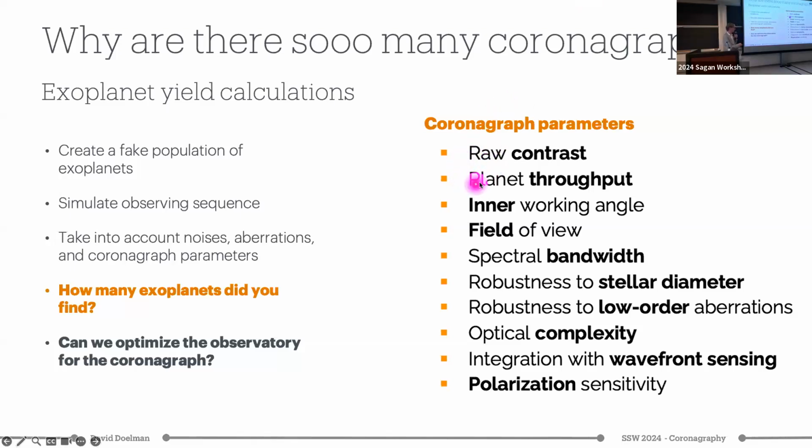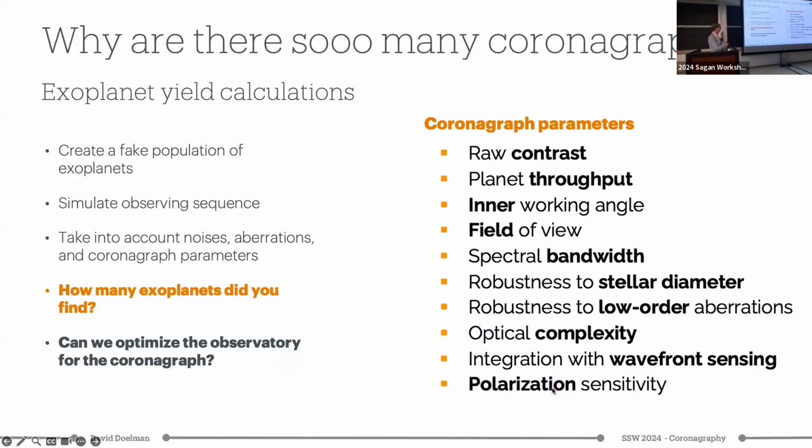So I already talked about raw contrast, planet throughput, inner working angle. Field of view is another one. Spectral bandwidth, how chromatic is it? Robustness to stellar diameter or low order aberrations. The complexity, how easy is it to manufacture the masks? How easy is it to simulate the masks? Our models need to be close to reality as well to better do wavefront sensing and control. Can we actually integrate wavefront sensing with our mask to make the overall system perform better? And then there's also sensitivity to polarization.